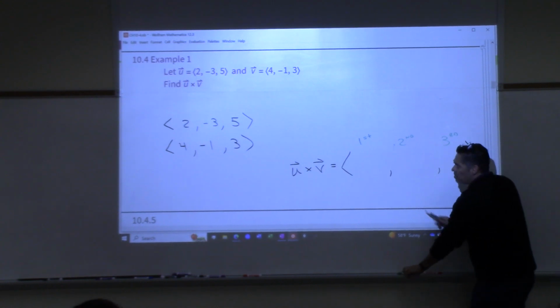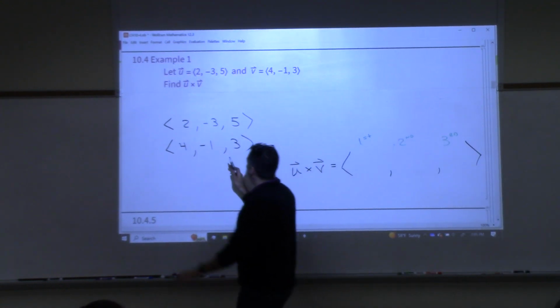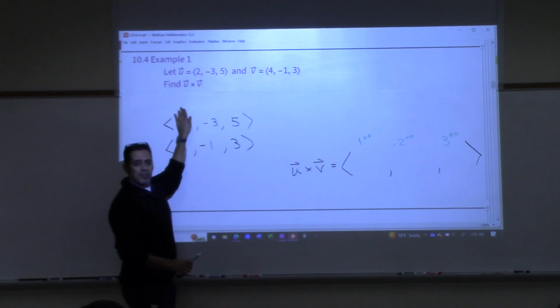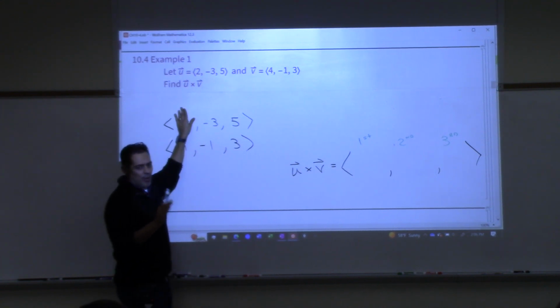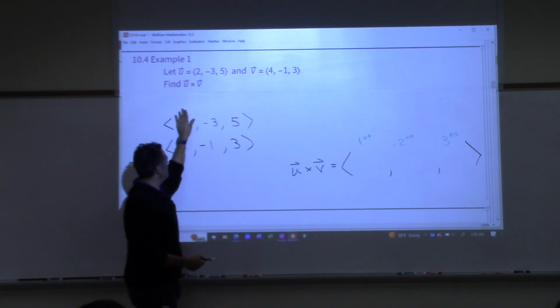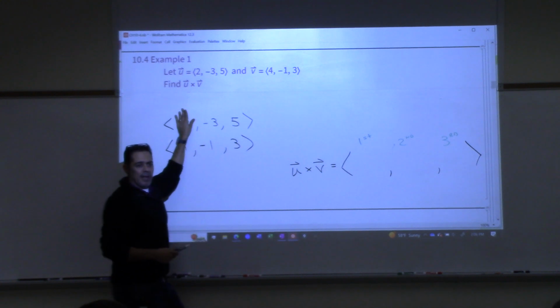So to find the first component, what I do is I come over here and I cover up the first column of numbers with my hand. Don't ask why, because mechanically this is the way it works the easiest. All right? Cover this up. And you see those 4 numbers that remain? Do the determinant of those 4 numbers. Treat it like it's a matrix.